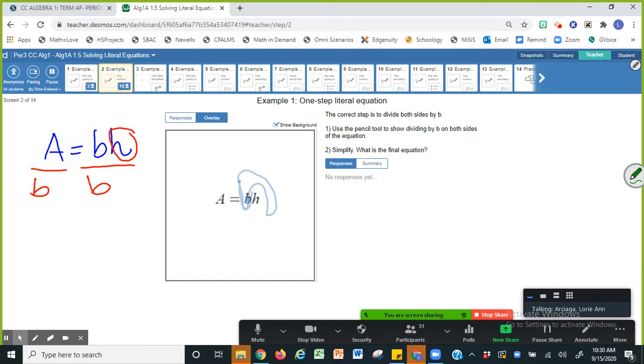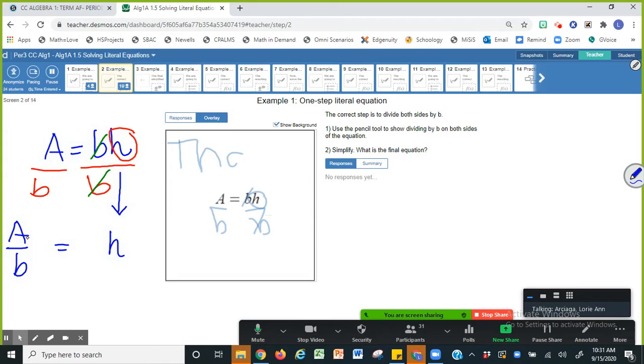There you go. So now what's going to happen? The b's will go away, right? They will be canceled out. This b divided by b is just 1. So you'll have h by itself. So you're going to bring down the h here, and you will have a over b. So this is now a new formula that we can use to find the height, right? Because A is area, B is base, and H is height.